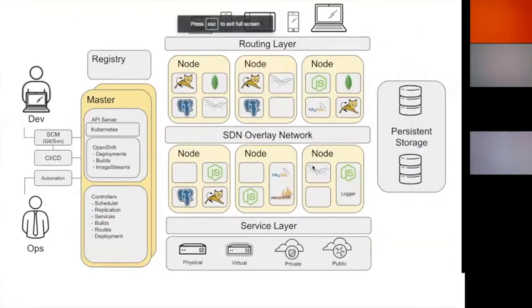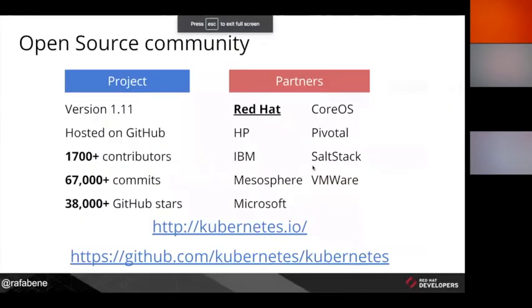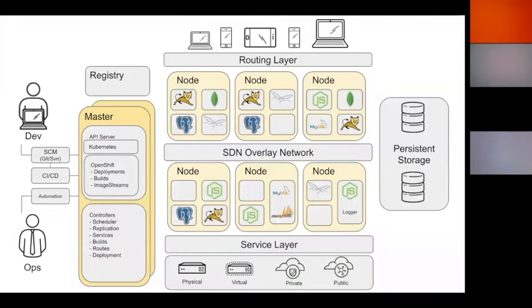So besides Red Hat and Microsoft, we have IBM, CoreOS, Pivotal, VMware. So it's a project that has attracted a lot of people, a lot of companies, there is a lot of attraction. And what we'll do is understand why Kubernetes is so popular and so powerful.